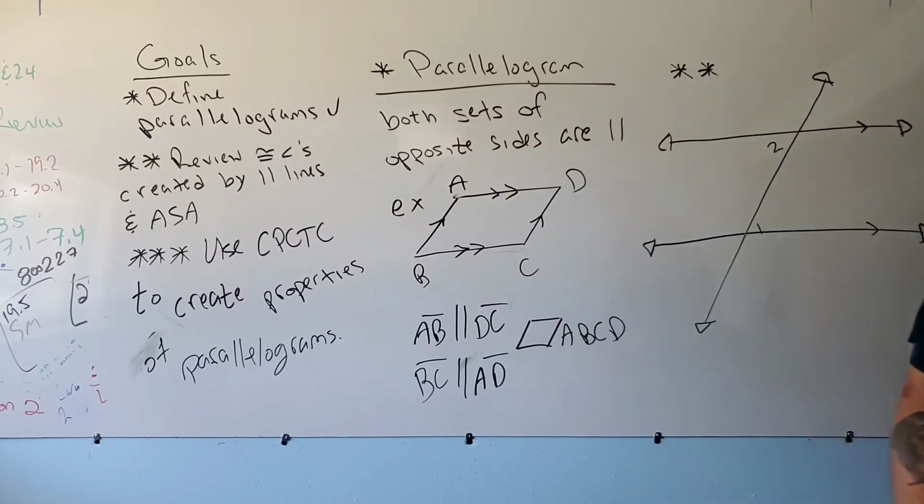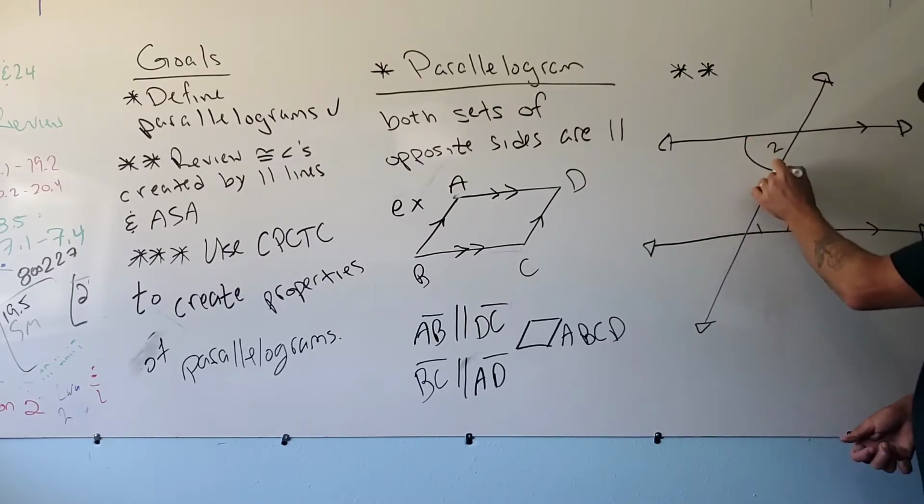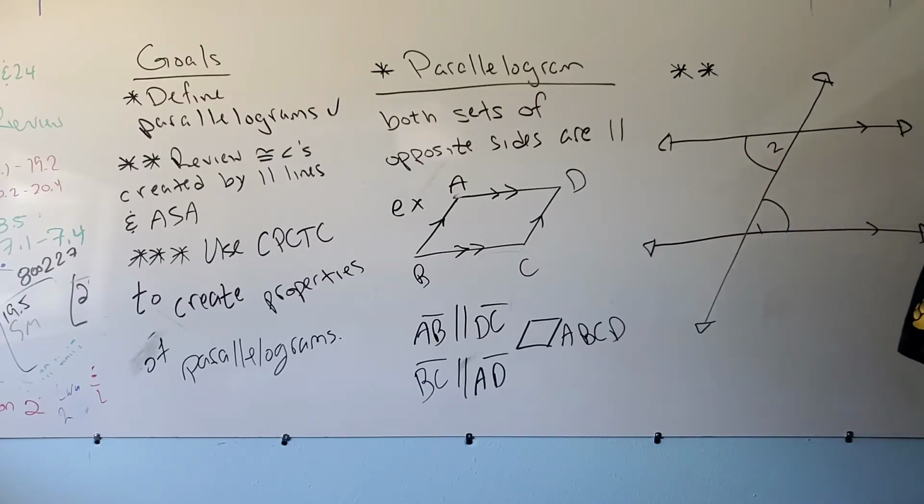Our second goal here is going to be to review congruent angles created by parallel lines. In a previous video I called these corresponding angles. They're not corresponding angles, they are alternate interior angles of parallel lines. And alternate interior angles of parallel lines must be congruent. I wanted to point this out because this shape that I have here, I can actually build a parallelogram out of it. So again, alternate interior angles are congruent.